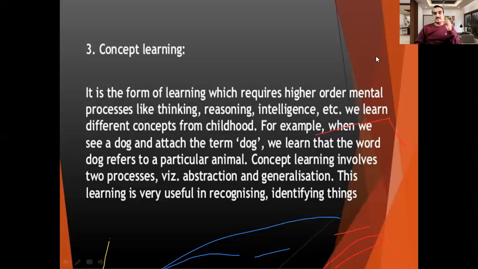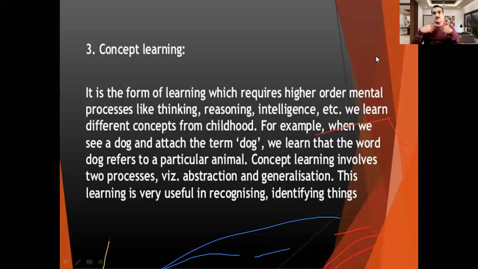So concept learning usually involves two processes actually. One is abstraction and the second is generalization. Whatever abstract information is there should be generalized so that the concept is very clear. This learning is very, very useful for recognizing as well as identifying any things that surround every one of us.